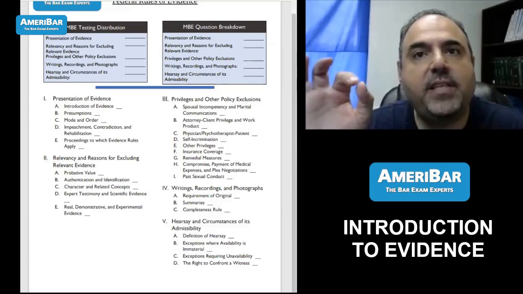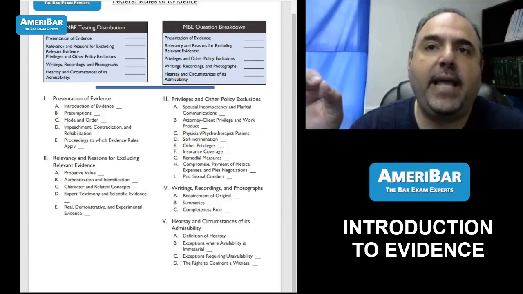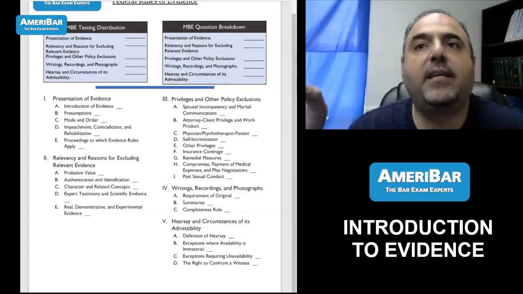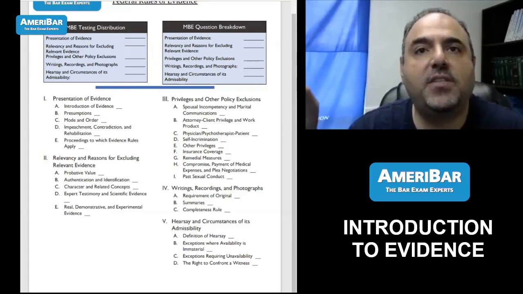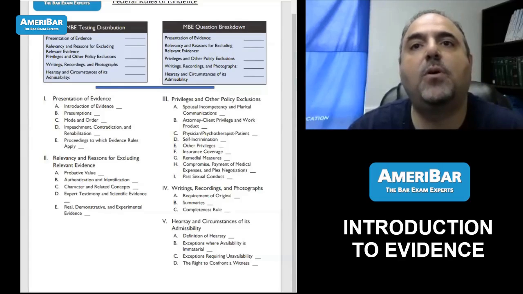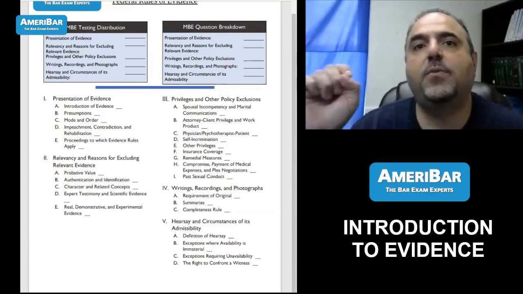And you got to remember these key words here. If it possesses any tendency to make the existence of any fact that is of consequence to the determination of the action more probable or less probable than it would have been without the evidence. So if it possesses any tendency to make the existence of a fact less probable or more probable than it would have been without the evidence.